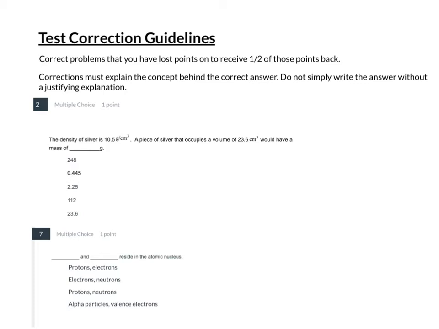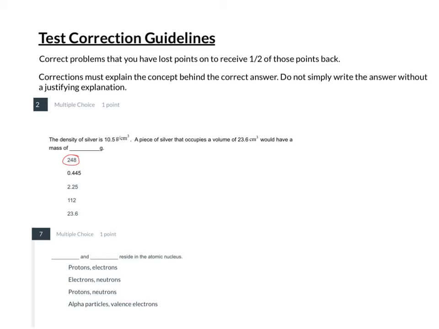So on your paper, what you're going to do, as we look, number 2 is a mathematical question. It says the density of silver is 10.5 grams per cubic centimeter. A piece of silver that occupies a volume of 23.6 cubic centimeters would have a mass of blank grams. So we're finding the mass, okay? Our volume is 23.6 cubic centimeters. Our density is 10.5 grams per cubic centimeter. And that's the correct answer.